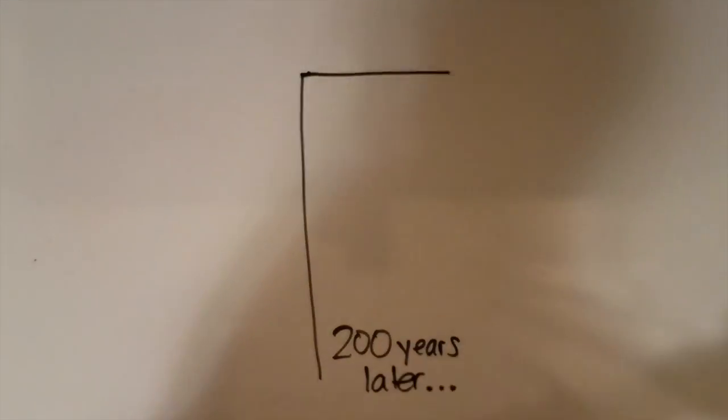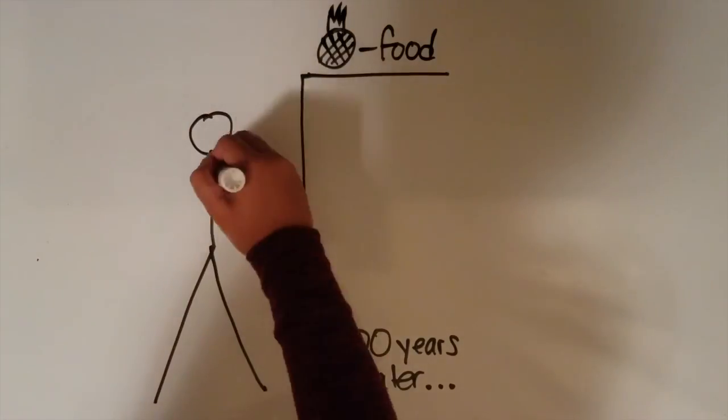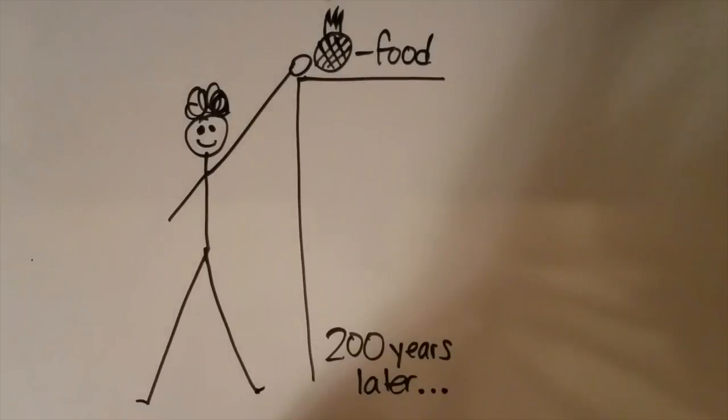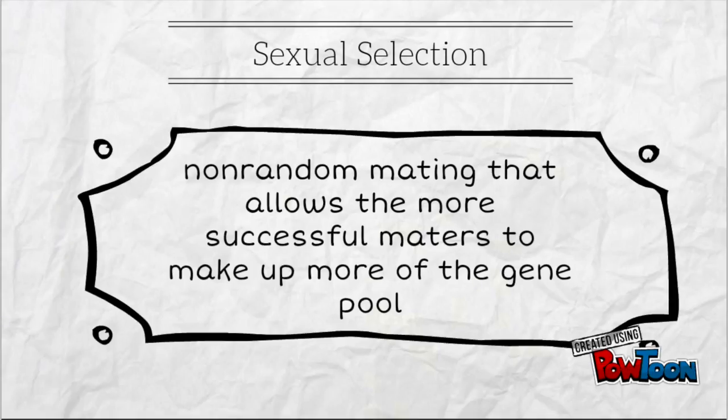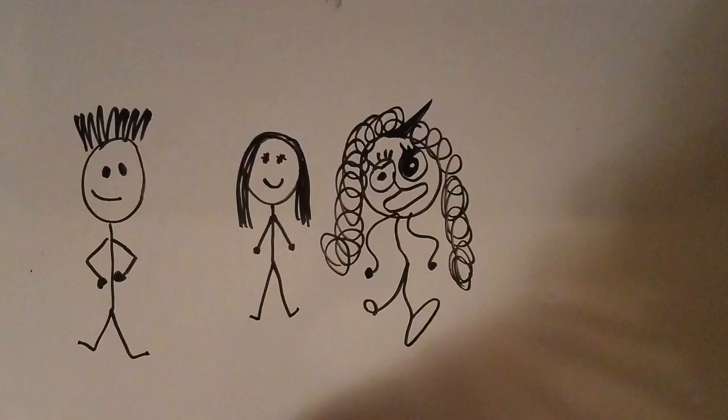Another factor is sexual selection. This is non-random mating that allows the more successful maters to make up more of the gene pool. In this example, there is a normal-looking male, a normal-looking female, and a somewhat ugly-looking female. Based on sexual selection, the male would reproduce with a more attractive female.